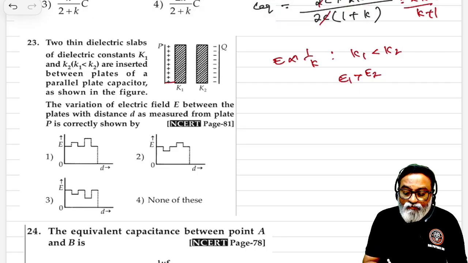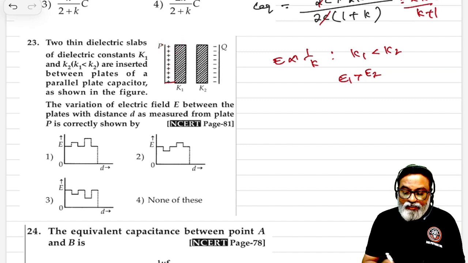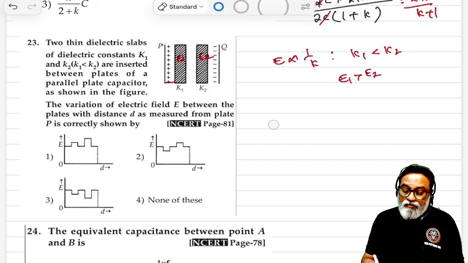See here, from P to this plate, this is A. Therefore, here the intensity of electric field is constant. Constant means a straight line, like this. After that, here is the intensity of electric field E1. Here I am taking E2, but E1 greater than E2. Therefore, here E1 greater than E2, it slightly decreases. And after that, otherwise we can find out from options also.